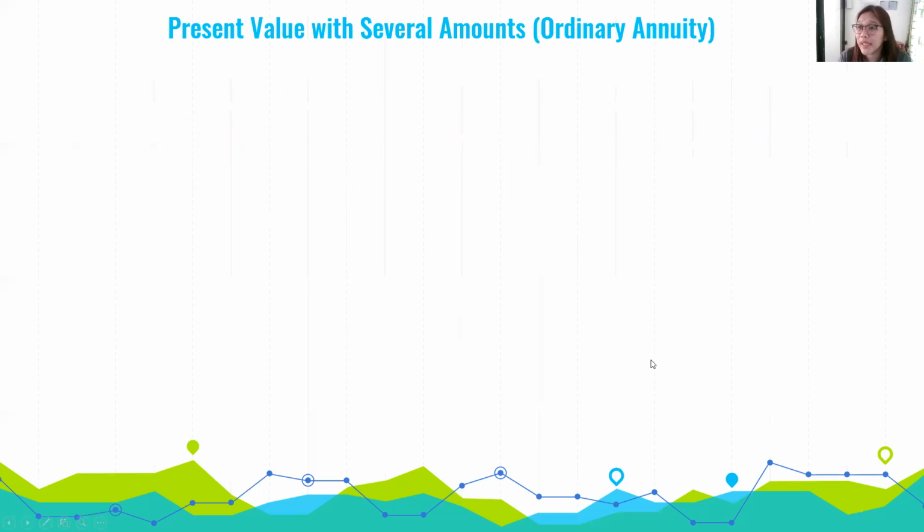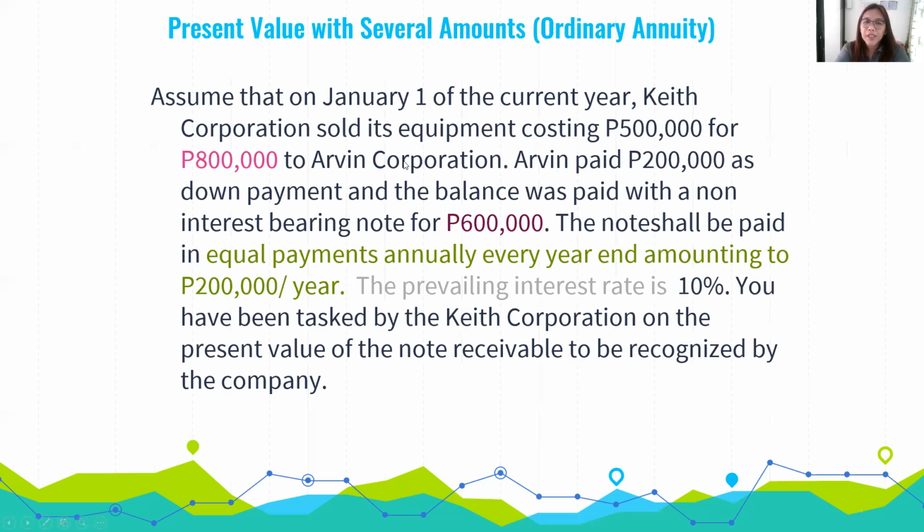Now, present value with several amounts. The two examples we had earlier are single amounts. This one, we will be having several amounts, ordinary annuity. Assume that on January 1 of the current year, Kate Corporation sold its equipment costing 500,000 for 800,000. Wow, it even made a profit, no? To Arvin Corporation. Arvin paid 200 as down payment and the balance was paid with a non-interest-bearing note for 600,000.